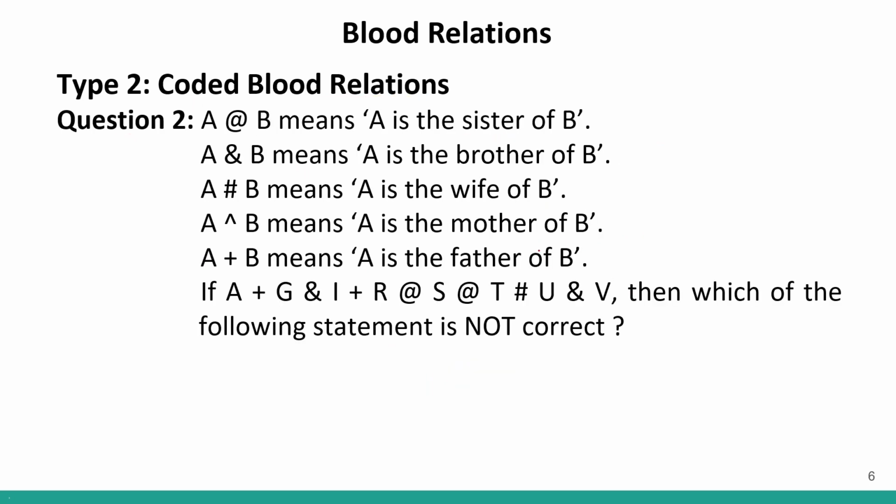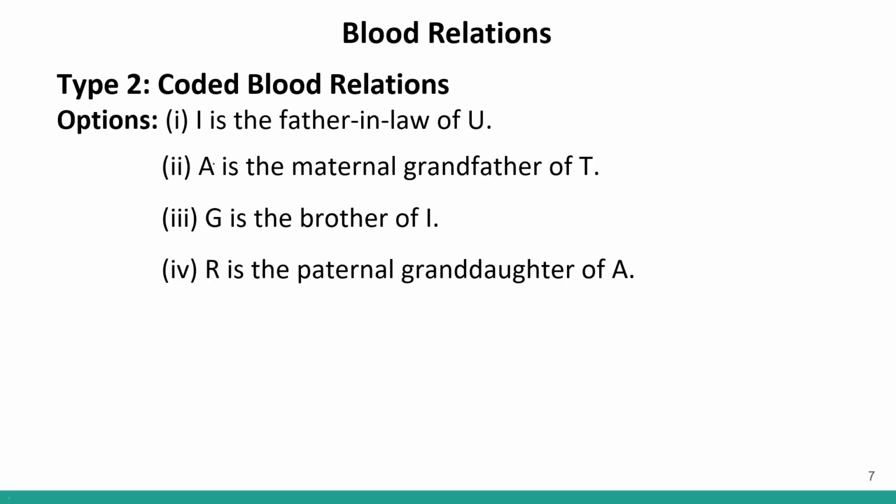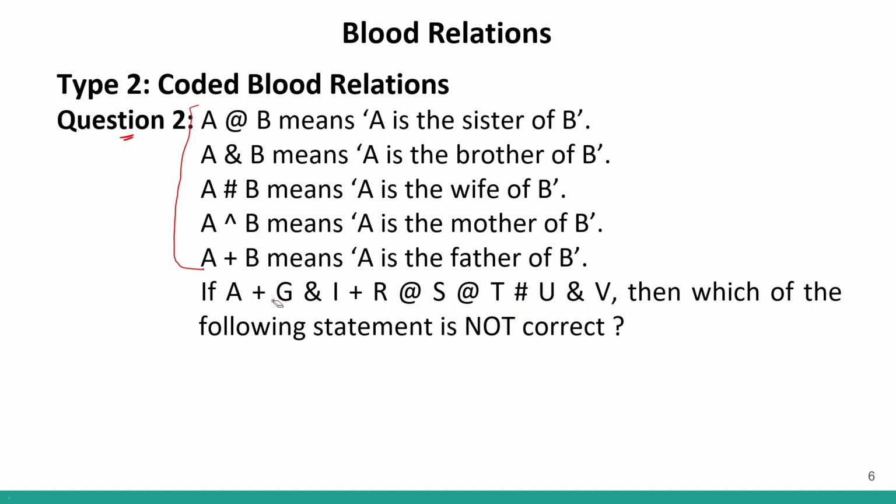Okay. Question number 2. Again coding decoding is given to us. These are the codes. Based on these codes, we have this expression. So first we will draw a family chart based on this expression. Then we will answer the question which of the following statements is not correct. So in the next slide, we have 4 statements and we have to identify which is not correct. So the first thing to do is draw the family chart.